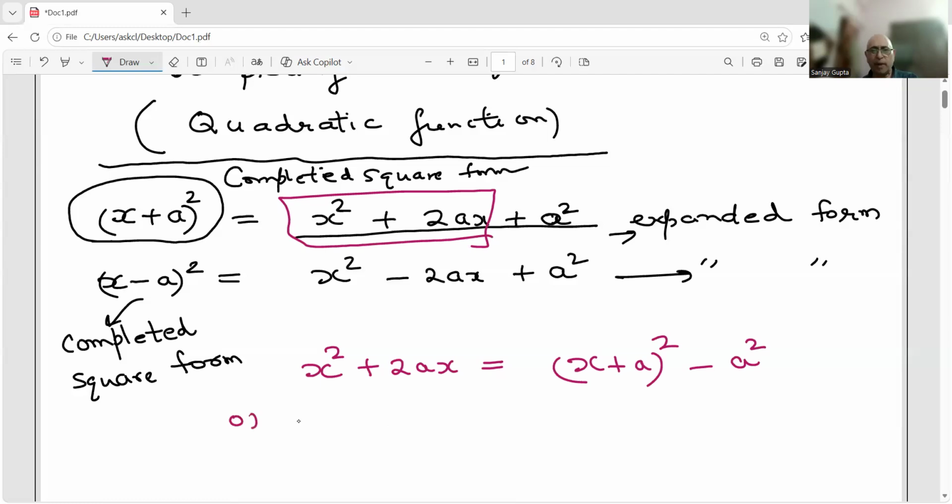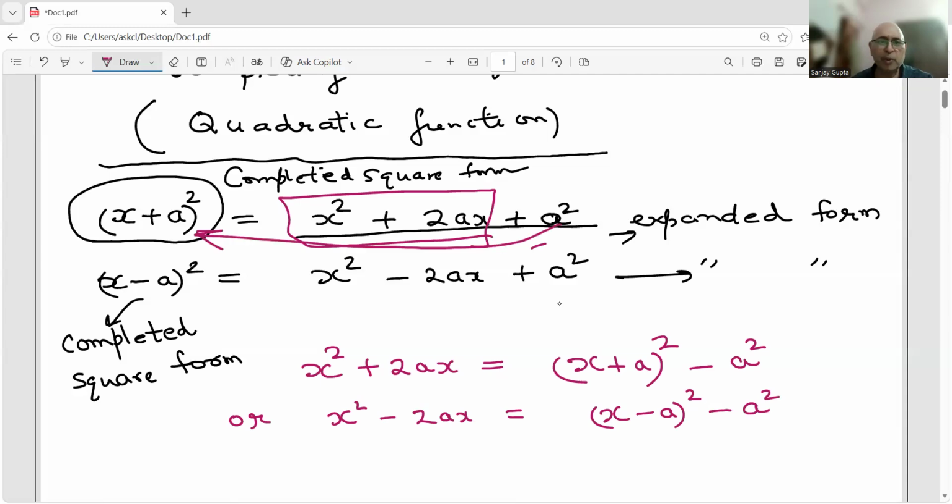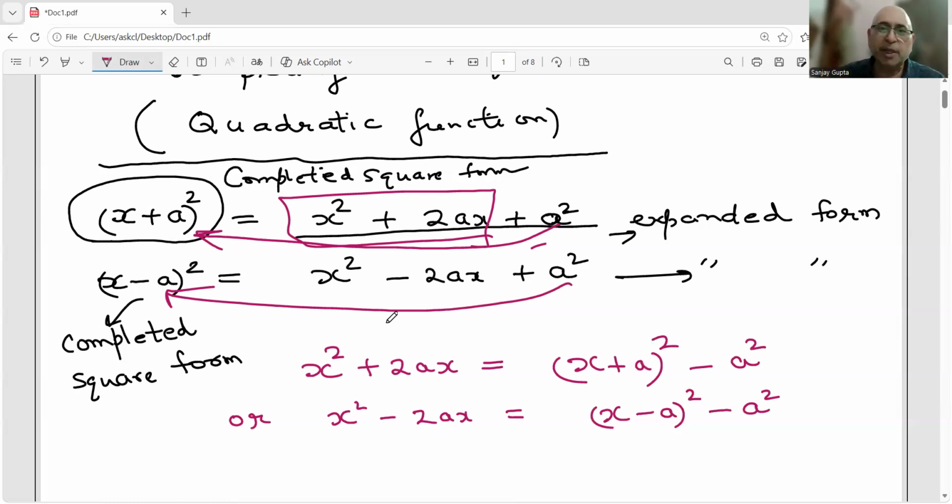Or if I have x square minus 2ax, then that will be equal to (x minus a) whole square minus a square. Right? What I have done is I moved this a square term to the other side, which can be done by subtracting a square from both sides. That also you can do, or if you understand the transposition of the terms, you understand that.